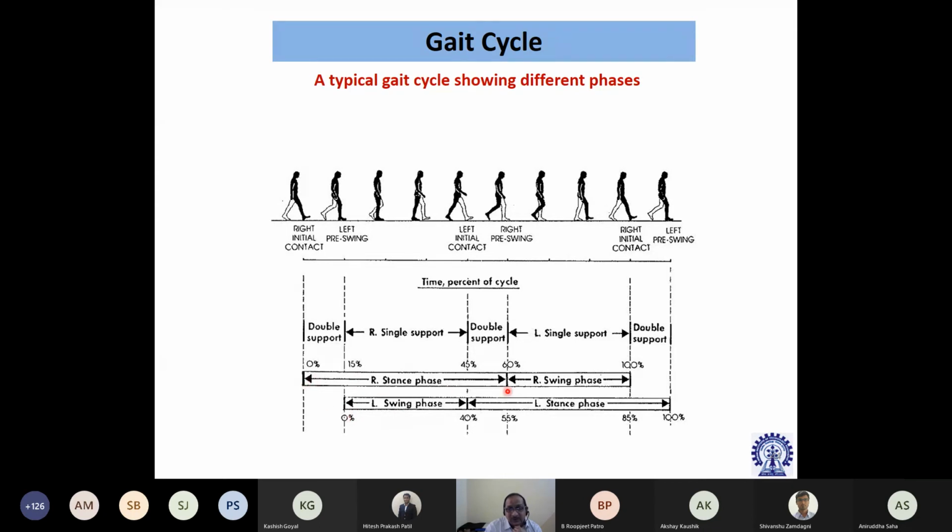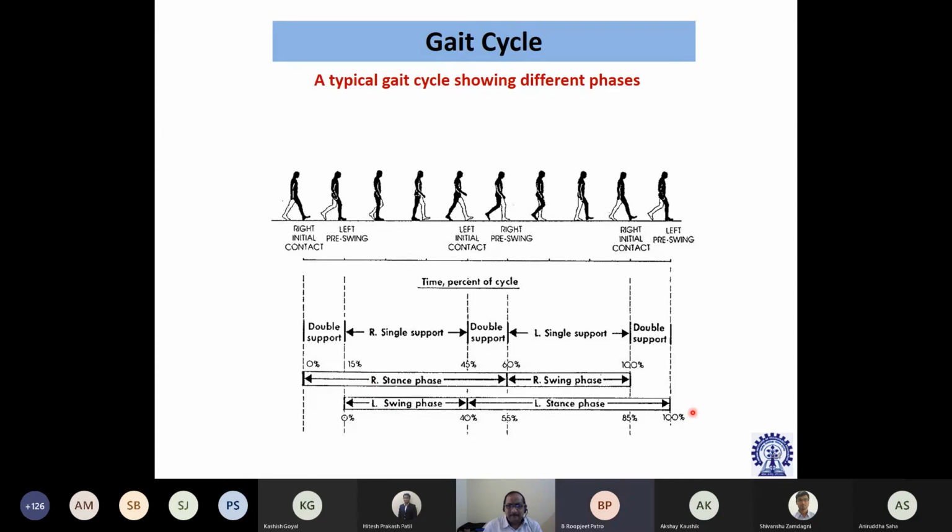So the stance phase is 60% and the right swing phase is 40%. If you see here, the left swing phase is 40% and the left stance phase is 60%. That makes it totally 100%. But there is a slight lag in between the right and the left leg. But in total, it is 100%. Is it clear?